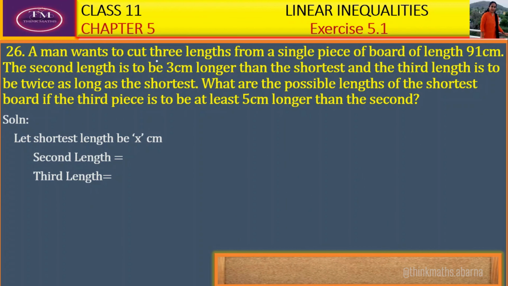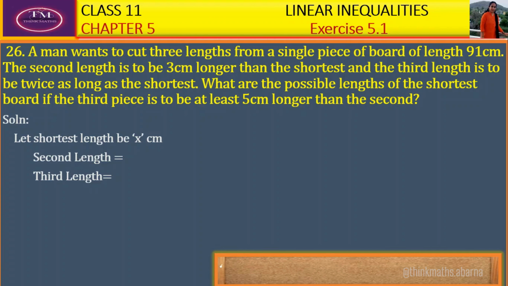A man wants to cut three lengths from a single piece of board of length 91 centimeter. The second length is to be 3 centimeter longer than the shortest and the third length is to be twice as long as the shortest. What are the possible length of the shortest board if the third piece is to be at least 5 centimeter longer than the second?